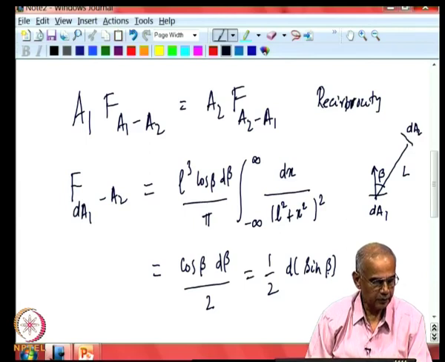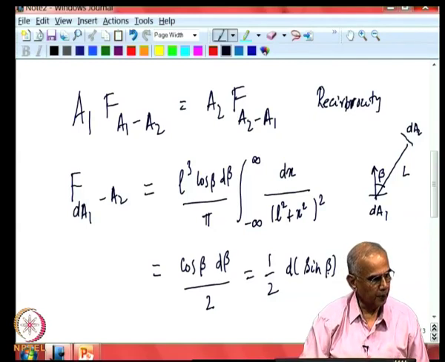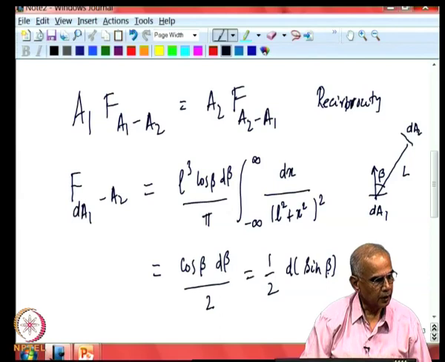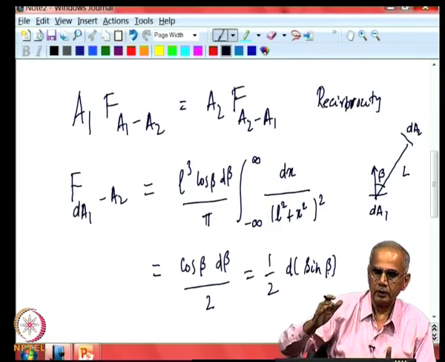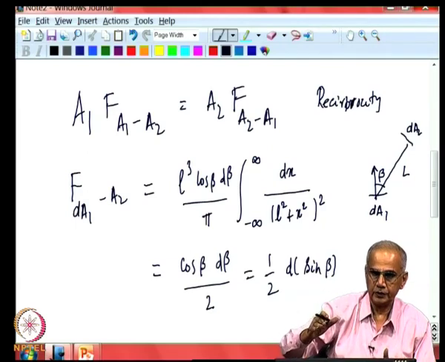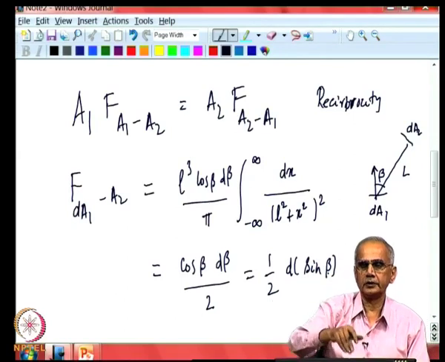Now, you can go further and ask the next question as to what will happen if you integrate over both A1 and A2. That result is of relevance later, and we will examine that issue when we look at the geometric factor between two surfaces which are infinite in one direction, that is, they are very long in one direction.